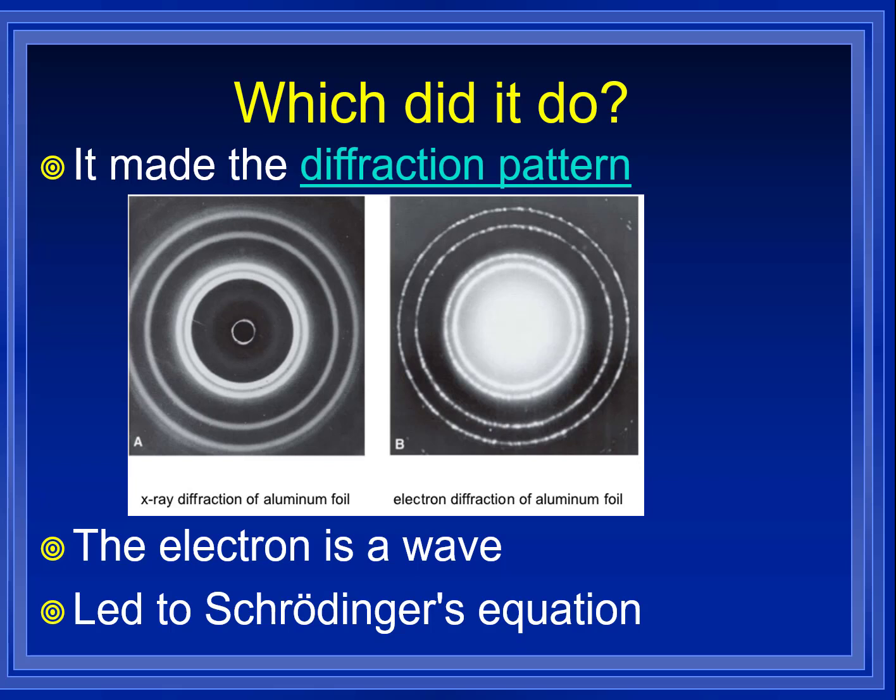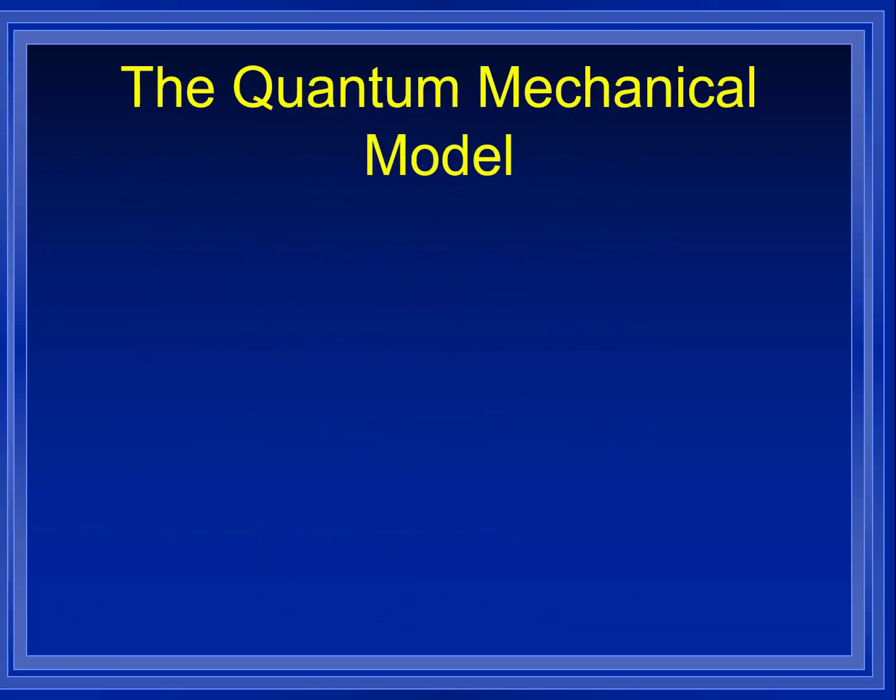All right, so electrons are waves. Schrödinger wrote the equation of the wave, and that is where we get the quantum mechanical model. I am done misleading you. This is the current version, the current model of the atom, the quantum mechanical model.